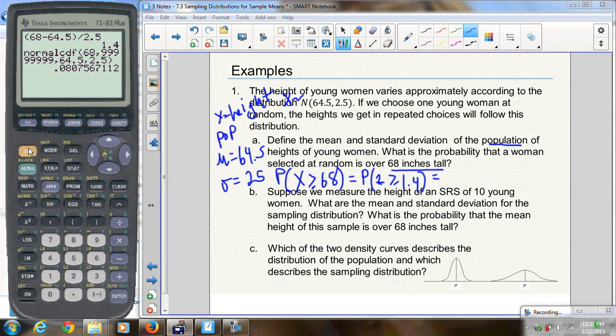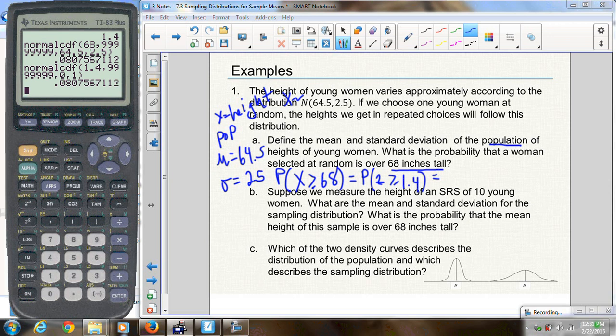If I want to do the same thing, but in terms of Z, I'm going to choose a normal CDF, but this time I'm dealing with Z. My lower bound is 1.4. My upper bound is still infinity. But this time, the mean and the standard deviation are 0 and 1. And if you have one of the older calculators, you don't actually have to type in 0 and 1. It's a default setting, so you can just put a lower bound and an upper bound. And notice you get the same probability.